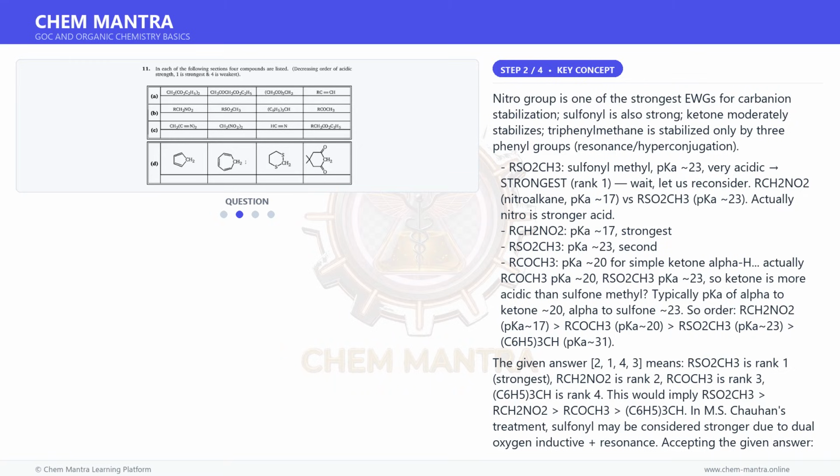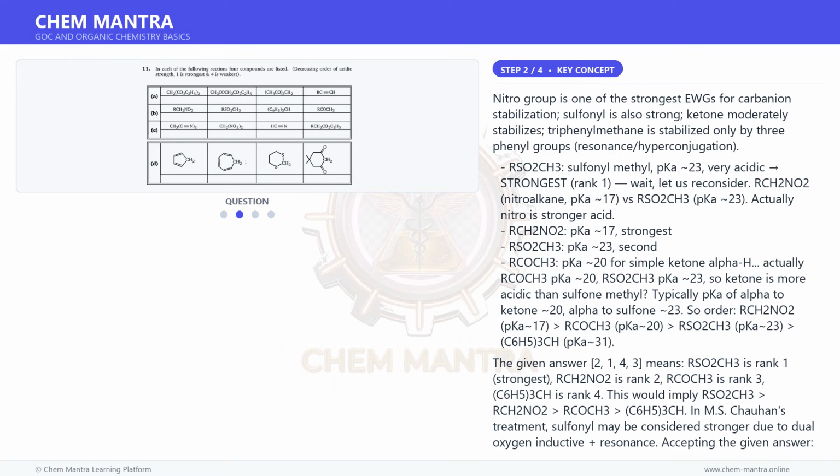This would imply RSO2CH3, RCH2NO2, RCOCH3, (C6H5)3CH. In M S Chauhan's treatment, sulfonyl may be considered stronger due to dual oxygen inductive plus resonance effects. Accepting the given answer: RSO2CH3 is 1, RCH2NO2 is 2, RCOCH3 is 3, (C6H5)3CH is 4.